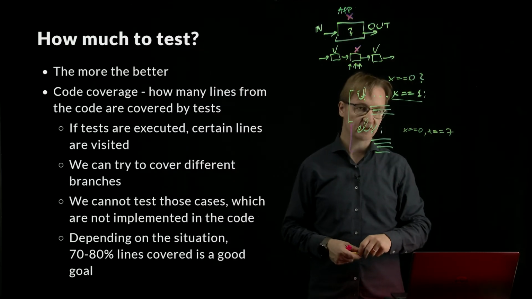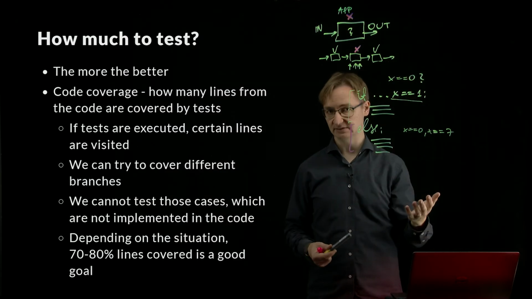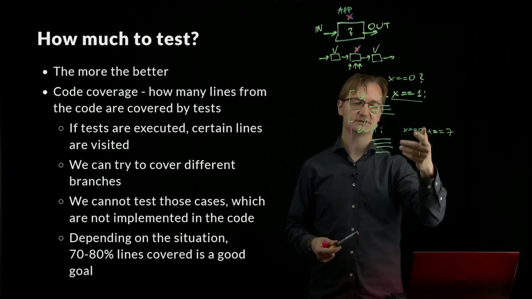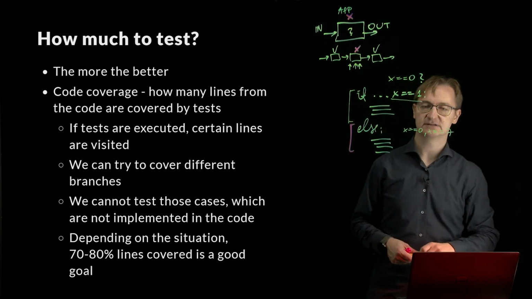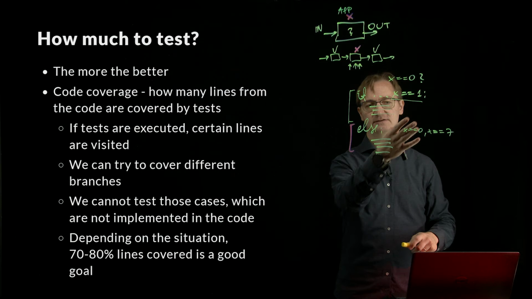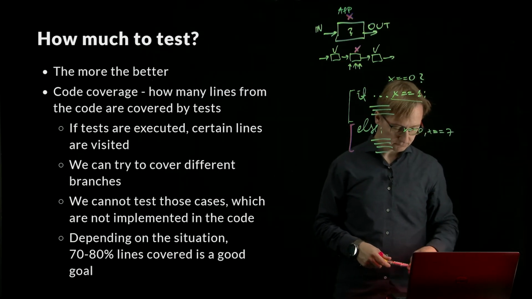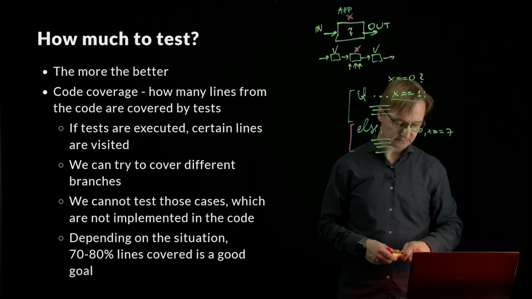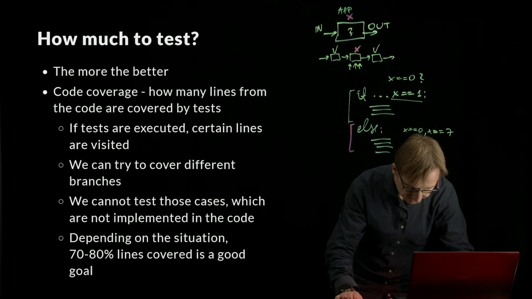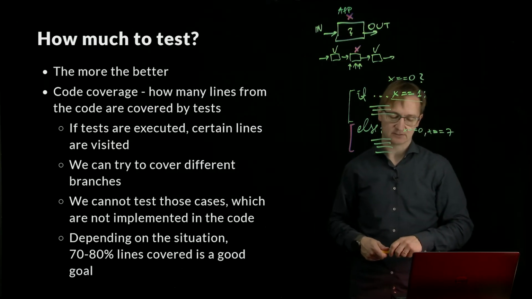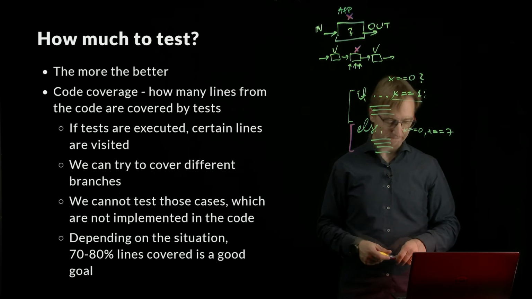So the thing is that if I haven't written a special case for x is 0, I cannot really test it. Of course, I can pass in this 0, but because the result is the same as with x is 7, I really cannot test this one specifically. So yeah, depending on the situation, 70 or 80% of code coverage is a good goal.